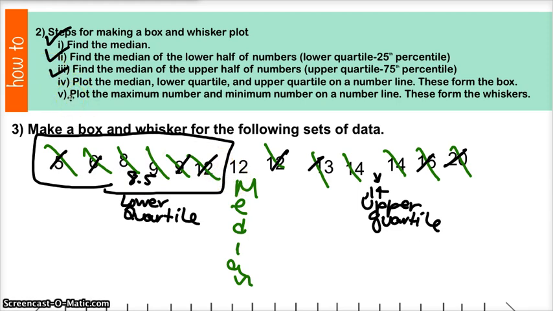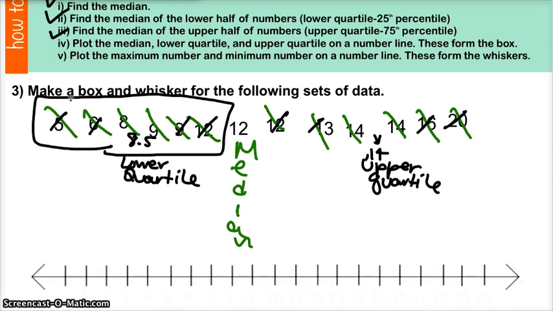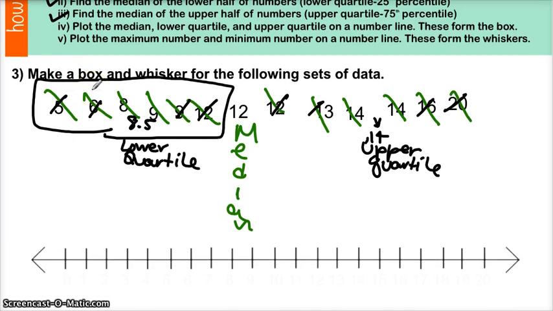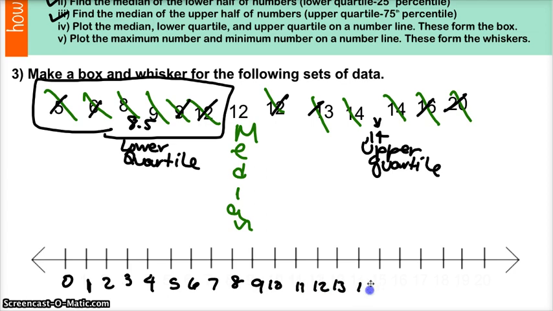It says plot the median, the lower quartile, and the upper quartile on the number line. So looking at this particular number line, you may have to do some adjusting with what you count by, but figure out how you're going to count. The lowest value is 5 and the highest value is 20. I think I can count by ones and make it work. 1, 2, 3, 4. This one's 15. It's getting a little bit hard to write. 18, 19. Check that out. It's all going to fit.